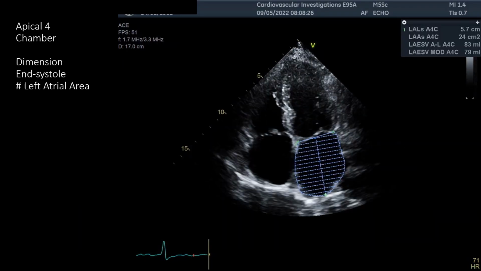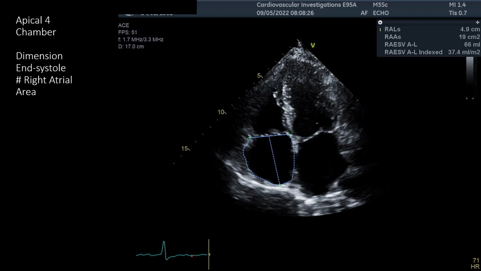This is a freeze image at the end of systole, which allows us to measure the left atrial area. And likewise, at the end of systole, we can measure the right atrial area. And we can compare these measurements to standards for patients to look for atrial enlargement.